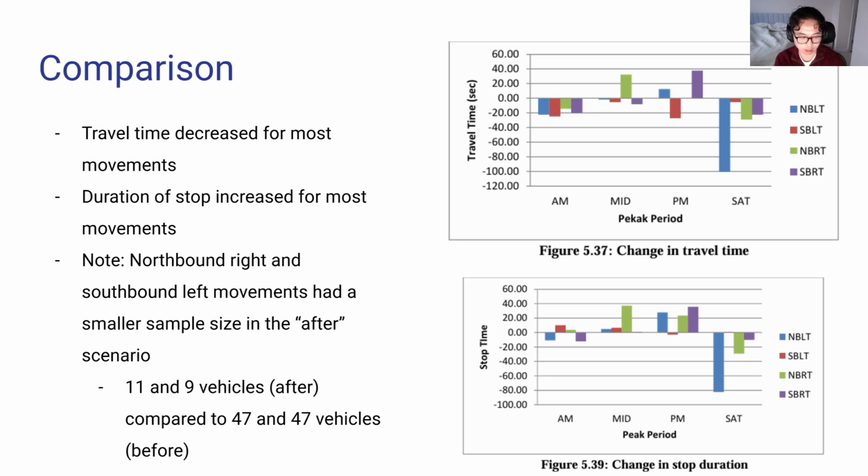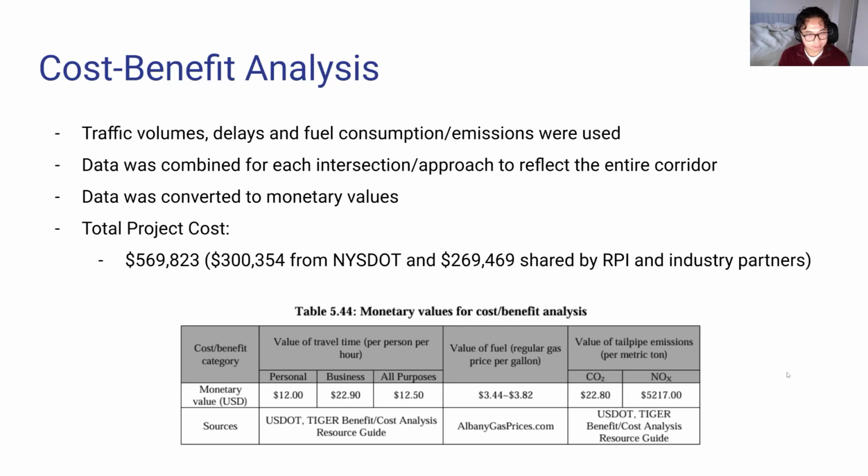And to note, the reason why northbound right and southbound left movements are not focused on as much in this case is because the sample size in the after scenario was much smaller than in the before scenario. It's 11 vehicles for the northbound right and 9 vehicles for the southbound left in the after scenario, compared to 47 and 47 in the before. Northbound right would be this green. As you can see, huge changes and huge differences. And then southbound left as well, it's red here.